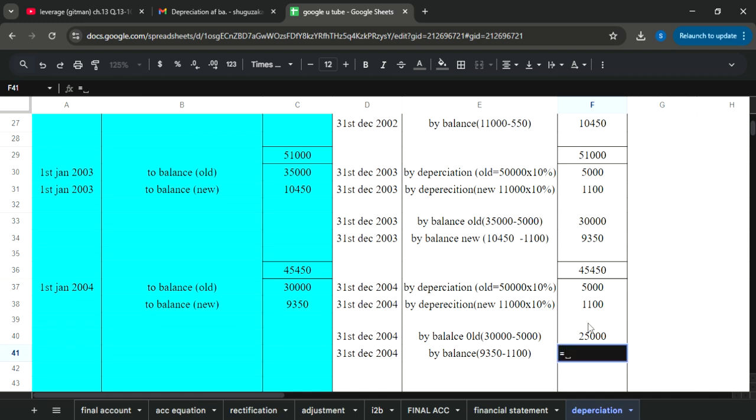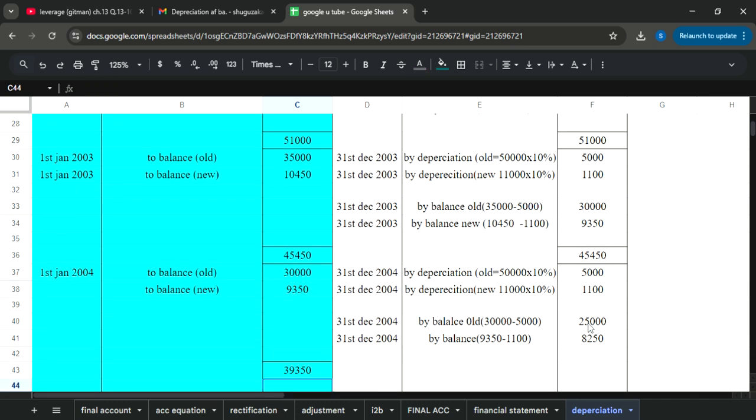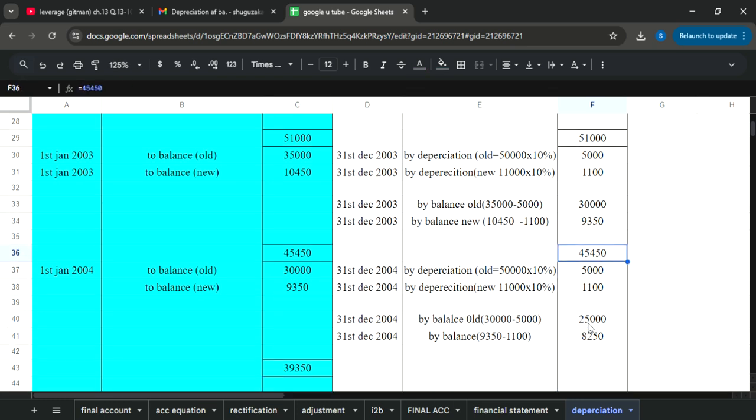Next, 9,350 was the value of the asset, 1,100 depreciation. So in this way you have got 8,250. It's time to mention the total, and here there were two amounts, 9,350 and 30,000, and similarly you will write the total over here, and that is 39,350.